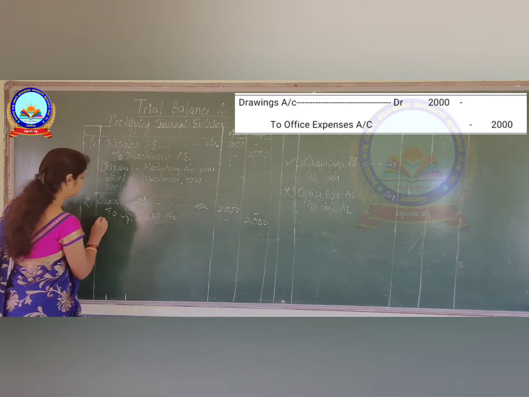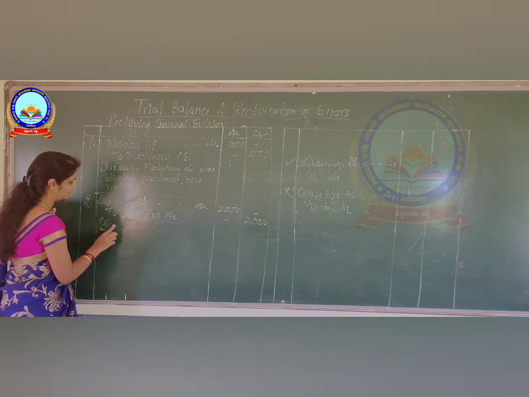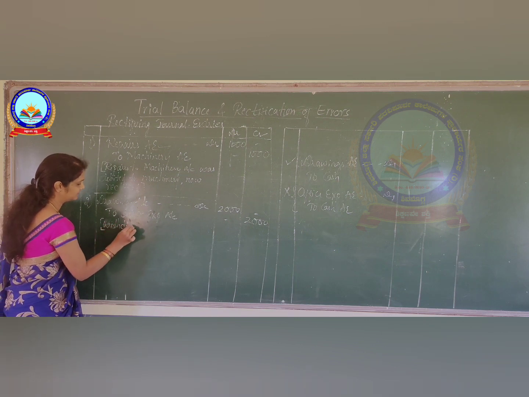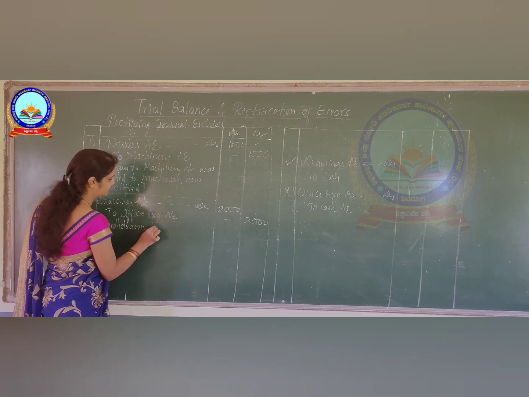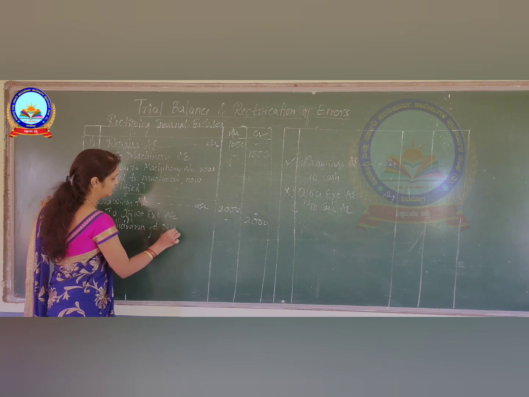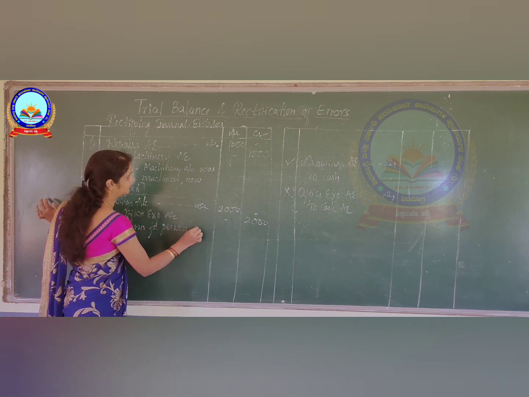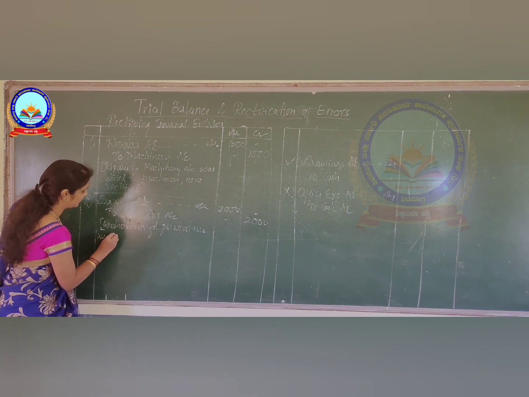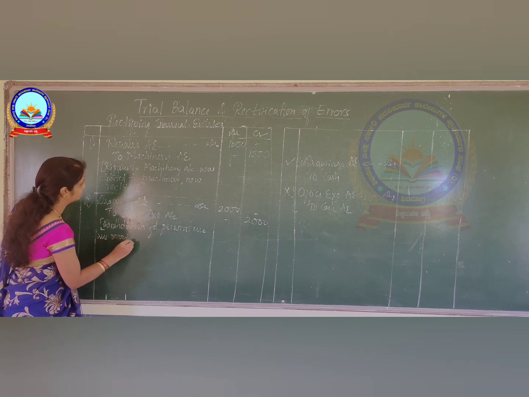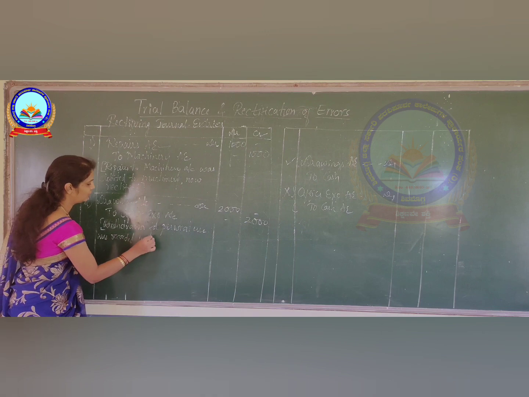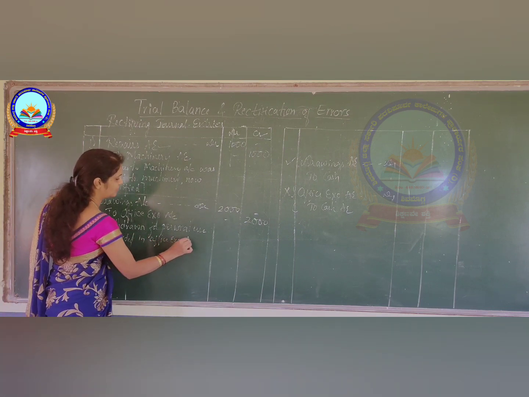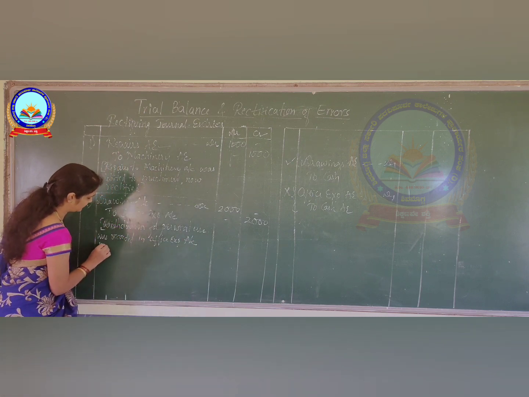Narration. Withdrawn for personal use was recorded in office expense account, now rectified.